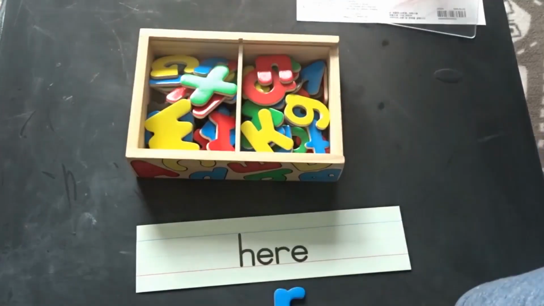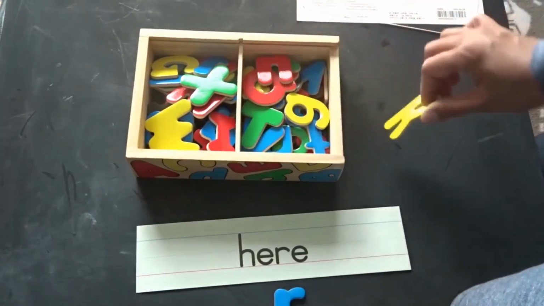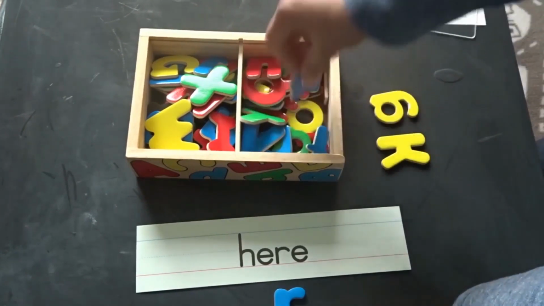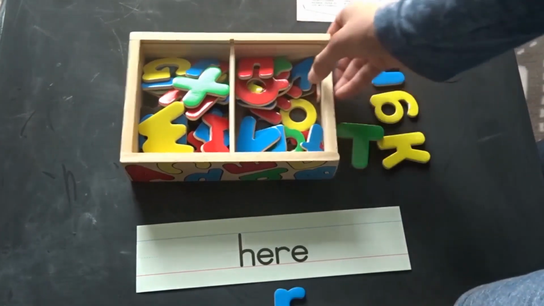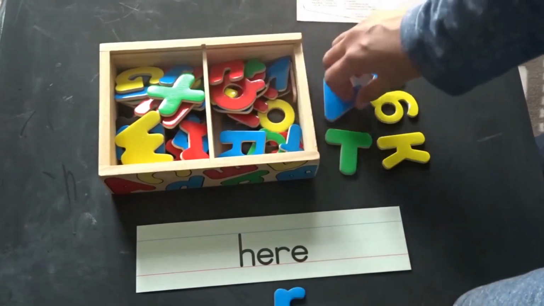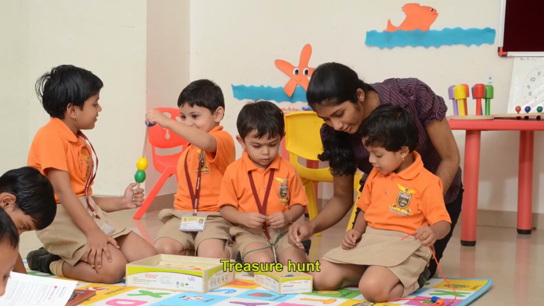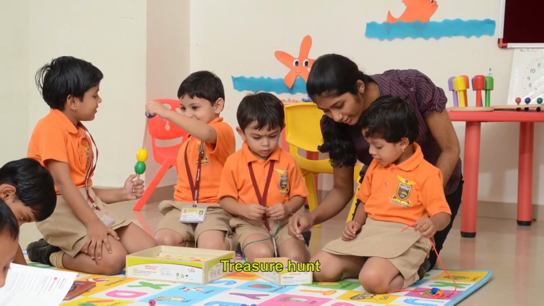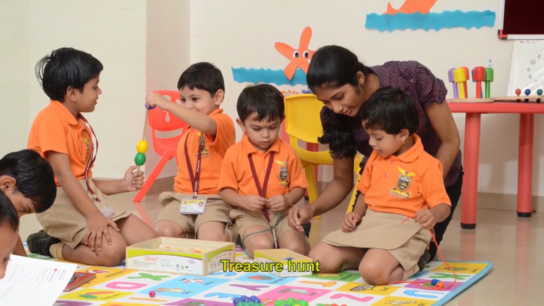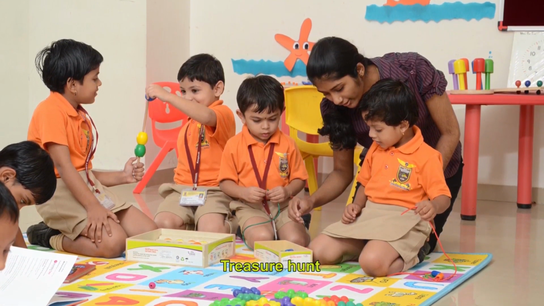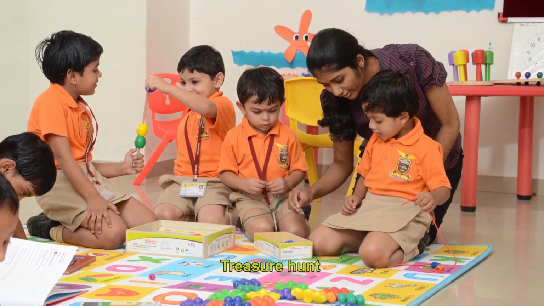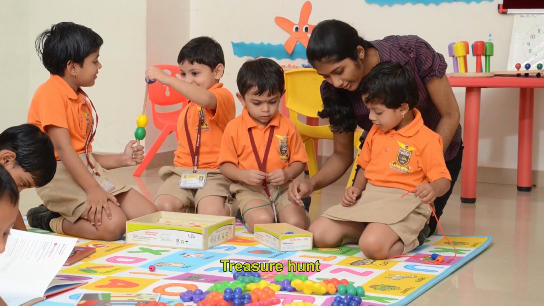A letter written on a previously folded slip can be drawn from a bowl, and each child could share one word that begins with the sound of the letter. A treasure hunt can be organized, and the children can be asked to move around their learning space and pick one object that begins with that alphabet.